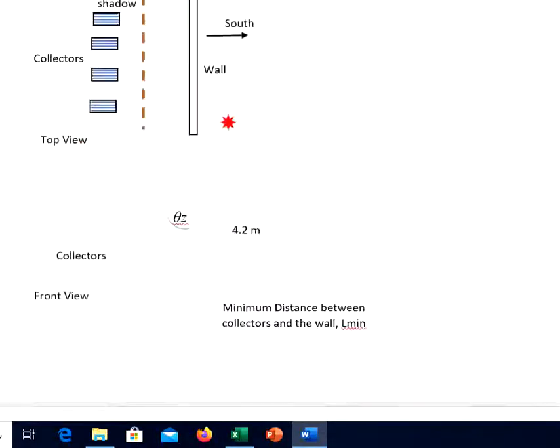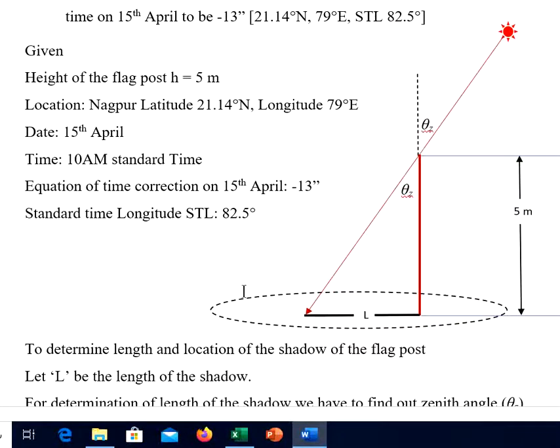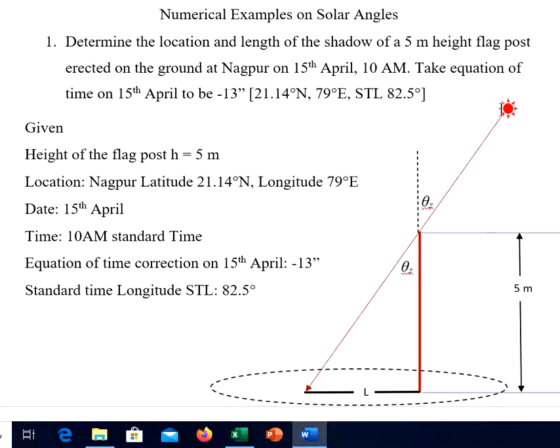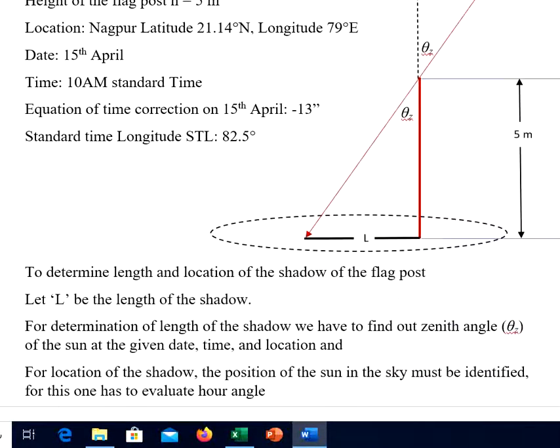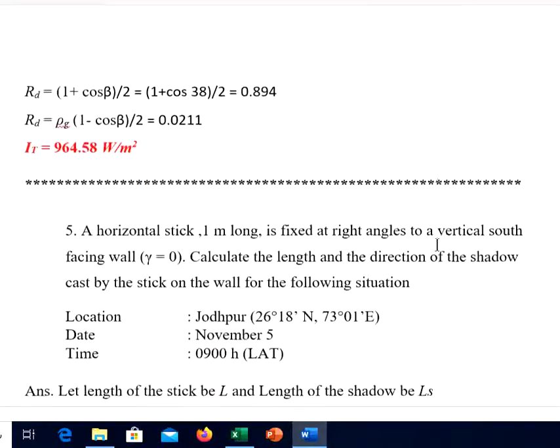I will show this example here. There is a flag post on the ground, and we have to find out the length of the shadow. The sun is shining and casting a shadow. We have to find out the zenith angle in such cases. If we need to find the length of the shadow on a horizontal ground surface, we first find the zenith angle and then the length of the shadow. So a similar approach is used here.